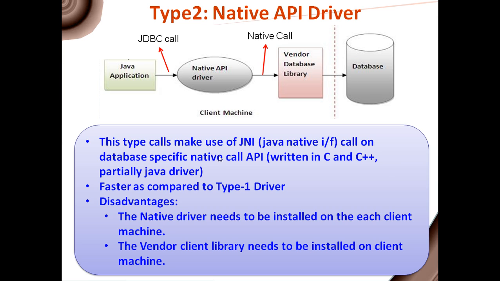The disadvantage was that the native driver needs to be installed on each client machine. Another disadvantage is that the vendor client library needs to be installed on the client machine. Though it is faster compared to the type 1 driver, the dependency and the situation is more or less similar to type 1, where it's going to be monolithic: you need to have both the vendor client library as well as the native driver on the client machine. So these were in a way the disadvantages.